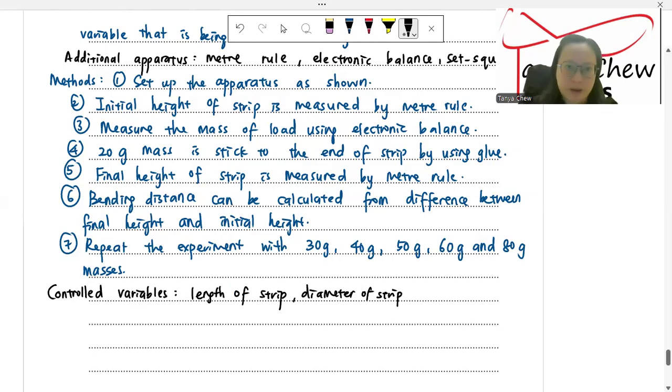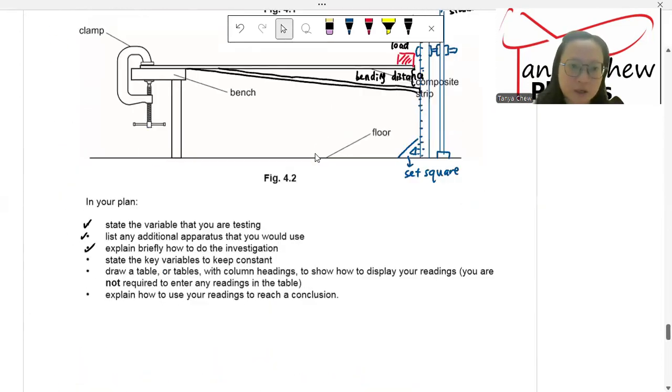Remember how the strip is being made? You just stack different numbers of wood on top of a strip, right? And make sure that initial height is the same, so that it is easier. Now, done with that, for these key variables to keep constant, it is suggested that you write more than one, because variables means plural, right?